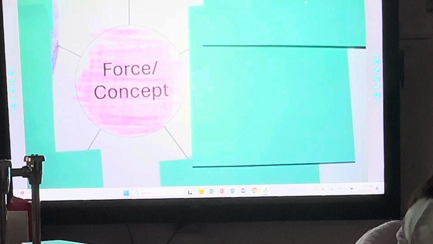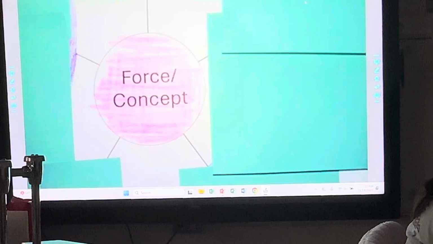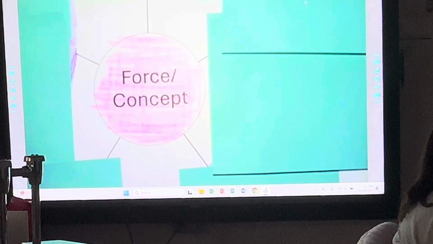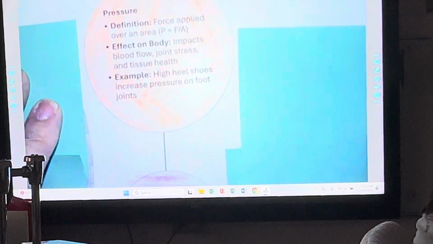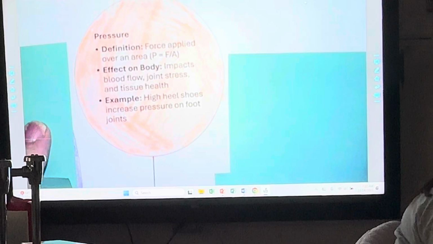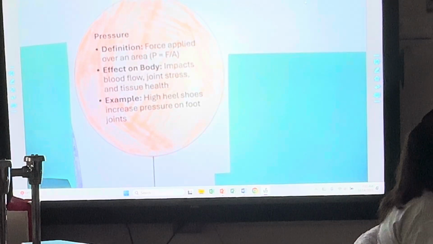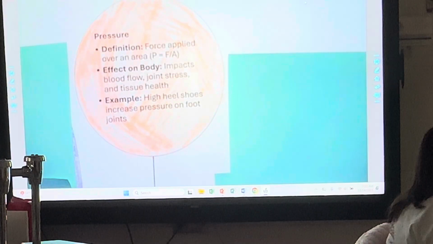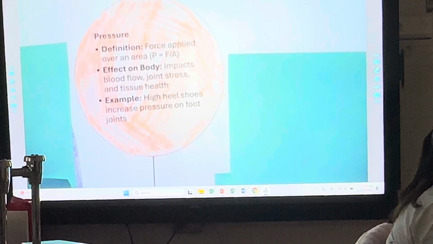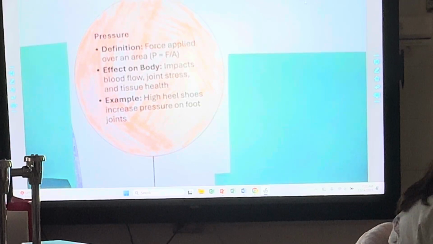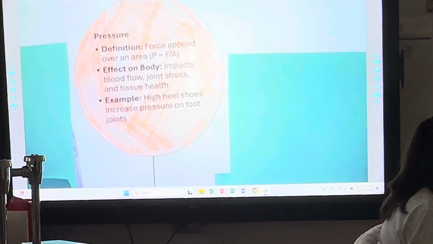And then the next thing I want to look at is the forces and concepts involved in our muscle movement. So we're going to start up here at the top with pressure. The reality is we're always applying a certain amount of pressure. That's what is ultimately going to allow our muscle to contract and expand. And so the definition is force applied over an area.